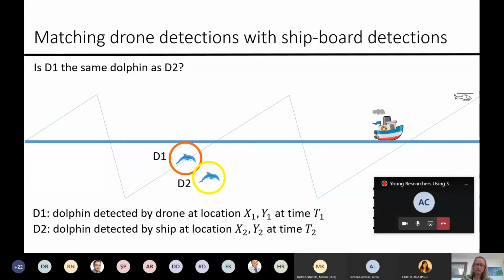Here we can, of course, use the separation in space and time, because we have the location for both sightings, and we of course have the time, but we can also use information on the species, the number of animals in the cluster, and the general behavior, and a few other things to make that decision.